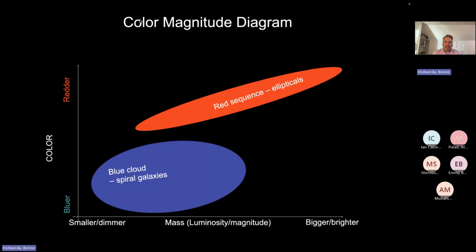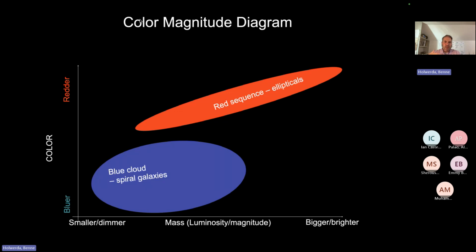So if you have this plot, even if you plot it any different way, you end up with two clumps: you have a blue cloud and you have a red sequence. There's a tight grouping of red stuff, and they're all ellipticals, and there's a big blob of blue things, and they tend to be smaller and lower mass, and those are all spiral galaxies. This is the 90% correct picture of galaxies in the local universe.